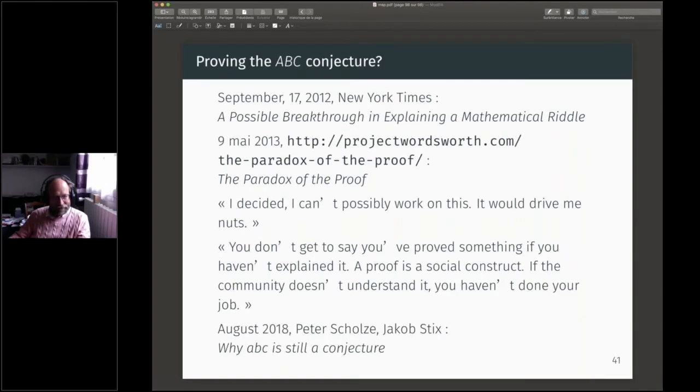and finally, 5 years later, two mathematicians, the German mathematician Peter Scholze, who got a Fields Medal 3 years ago, and Jakob Stix read the paper in detail, and they found that at some crucial point, an argument is not enough. And so they explain why ABC is still a conjecture. And I think it's a perfect time to stop. So thank you very much.